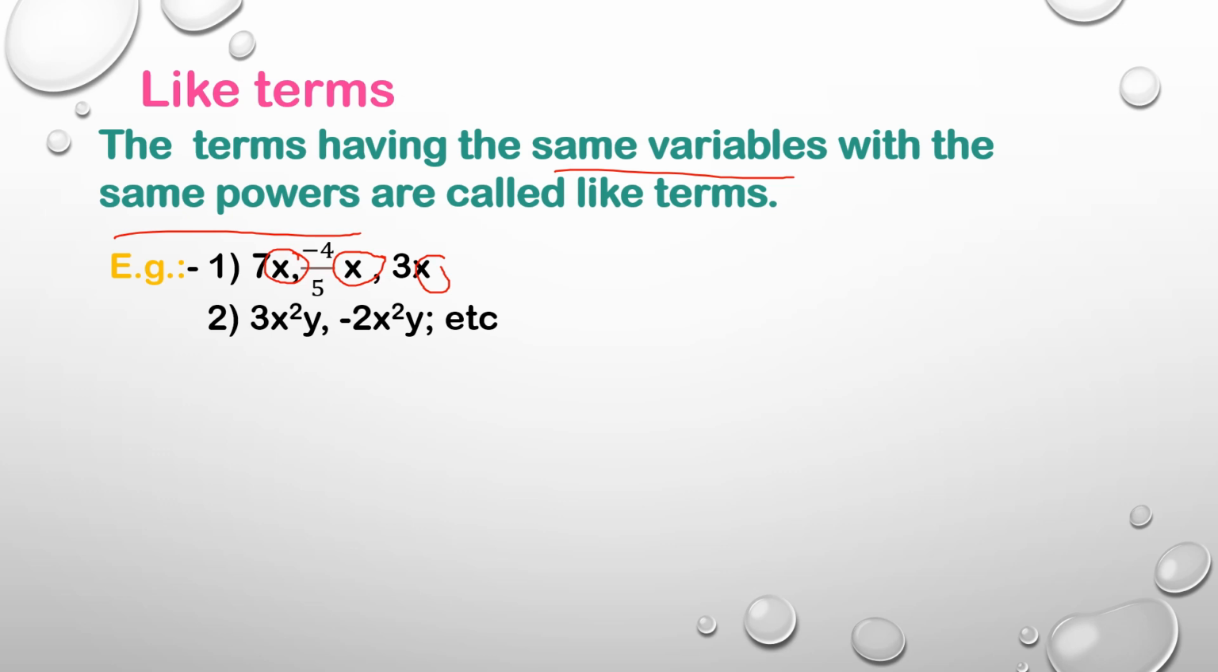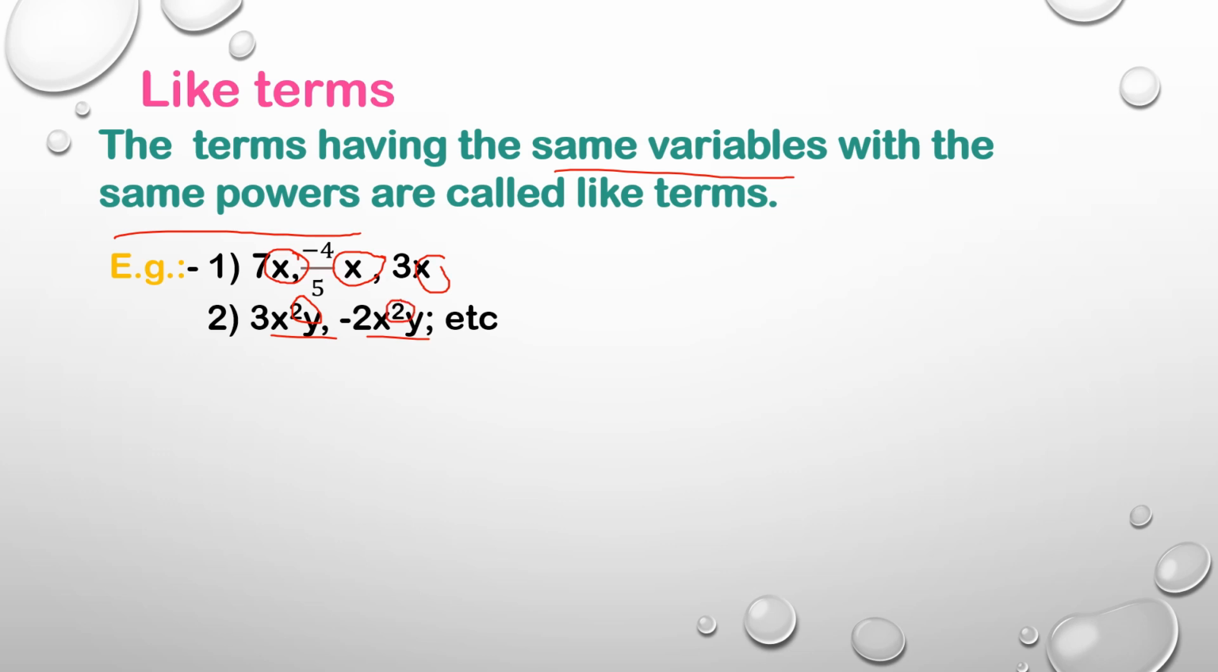Second example here, 3x square y and second term minus 2x square y. Both are having the same variables, that is x and y, and their power is also the same. So we say that they are also like terms.